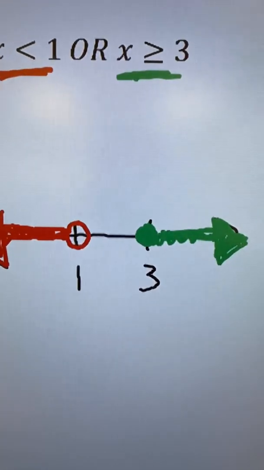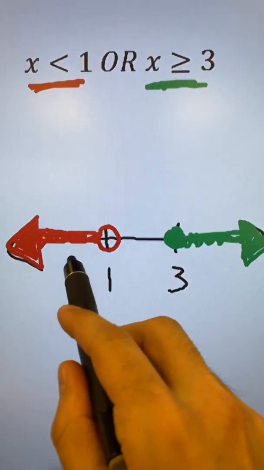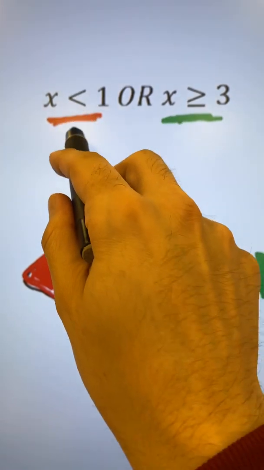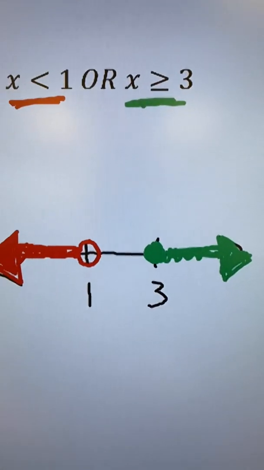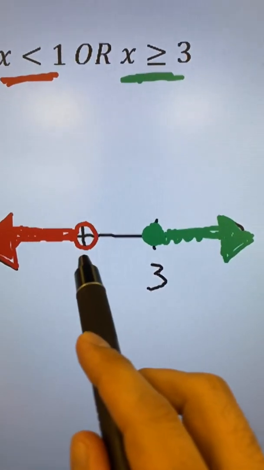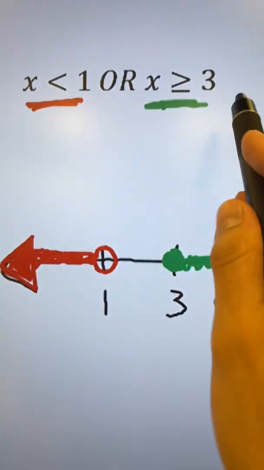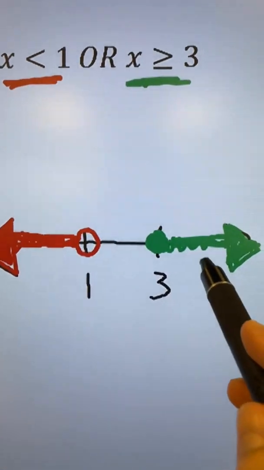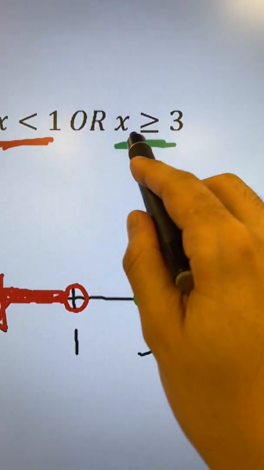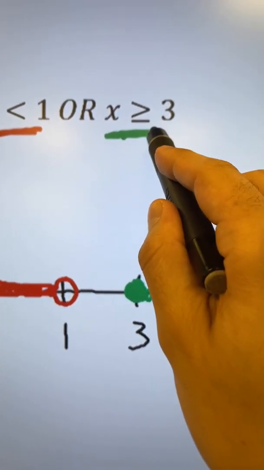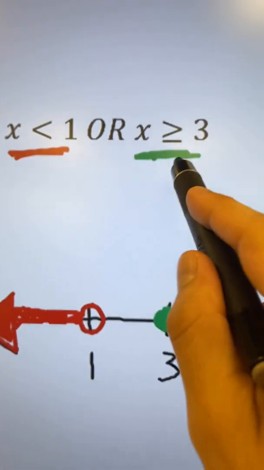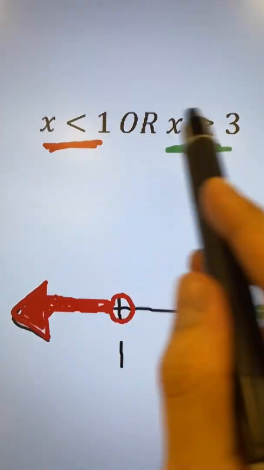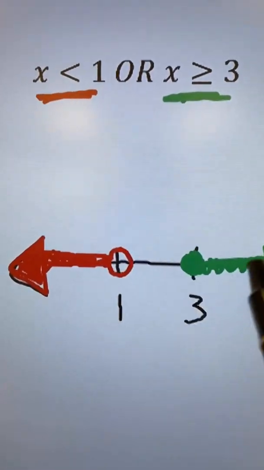So this is actually my final answer. These are all the numbers that are either less than 1 or greater than or equal to 3. Any number that I pick has to satisfy at least one of these solutions. For example, if I picked the number 4, then 4 is bigger than 3, so it will be true in this case. Even though it's false in this one, it's fine. It has to be true for at least one of these two inequalities.